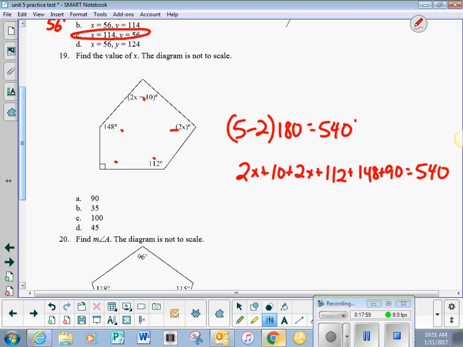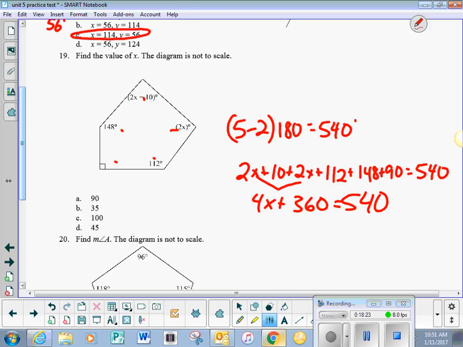Okay? Simplify before you solve. 2x plus 2x is 4x. 112 plus 148 is 260, plus 90 is 350, plus 10 is 360. Wait, hold on. Okay. I'm just simplifying. So, then how do you?